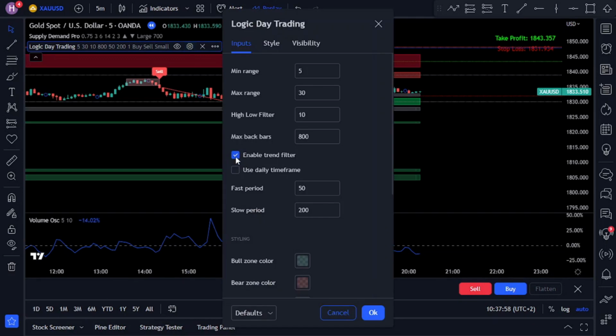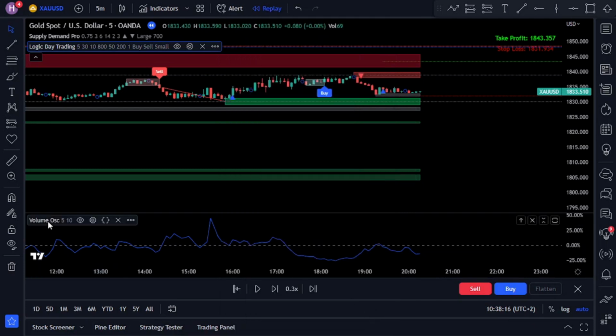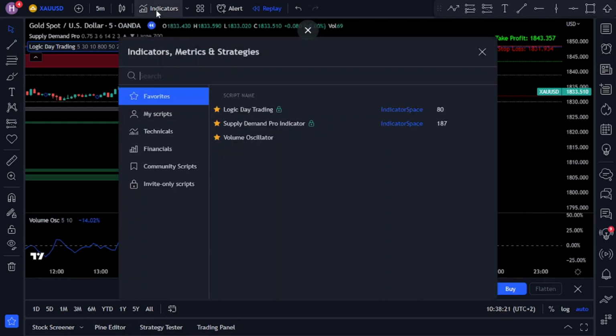Under the inputs for the Logic Day Trading Indicator, we are going to make the following adjustments. We want to align ourselves with the overall trend in the market. To do this, we simply select the Enable Trend Filter option, and you will see the indicator does all of the work for you. On the chart, we have the XAU/USD or gold versus the US dollar on the 5 minutes. And this is going to be the time frame for our example.